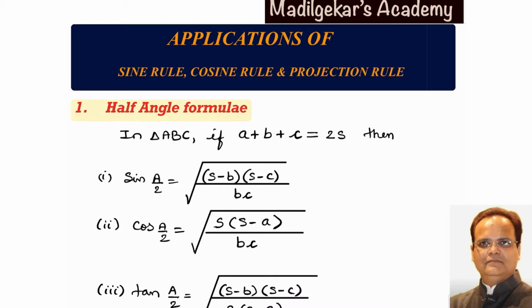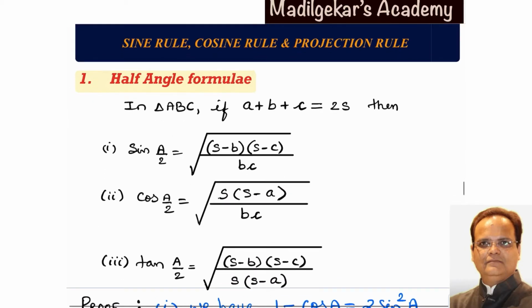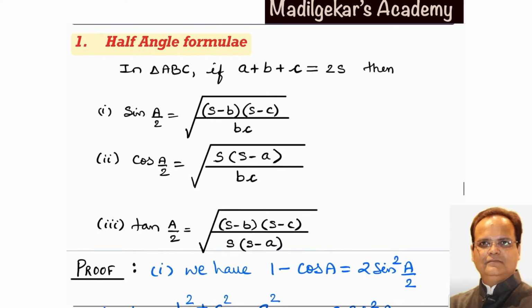Today in this session, we are studying the proofs of half-angle formulae, Heron's formula, and Napier's analogy, which are based on sine rule, cosine rule and projection rule. First, half-angle formulae. We know the notations. The lengths of sides are denoted by small a, b, c. Let us denote the perimeter as 2s.